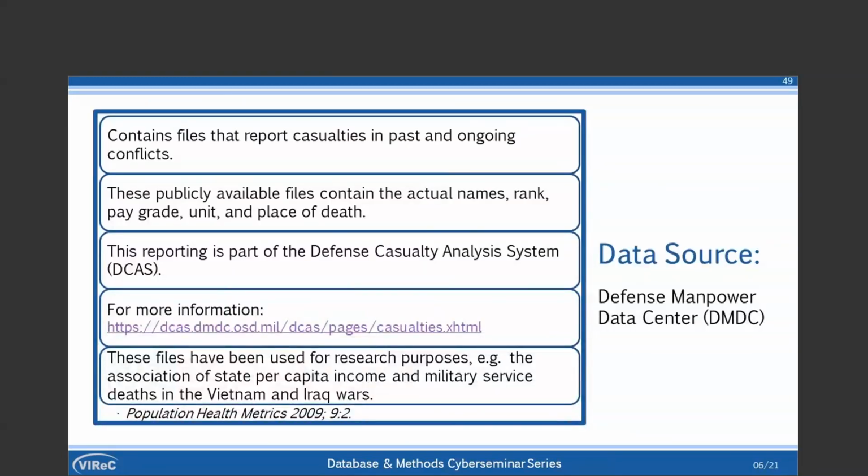There is also the Defense Manpower Data Center, which has some interesting information. It actually has the names of individuals who died in the Iraq and Afghanistan conflicts, where they believe it has their last state of residence. So it is possible to use this information to do some research studies. For example, we looked at the association of state per capita income and military service deaths. So this is mainly aggregate stuff. You're going to do this for research. You're not going to use it to identify veterans who've deceased, because the casualties in the DCAS are basically ones that occurred in the theater of operations.